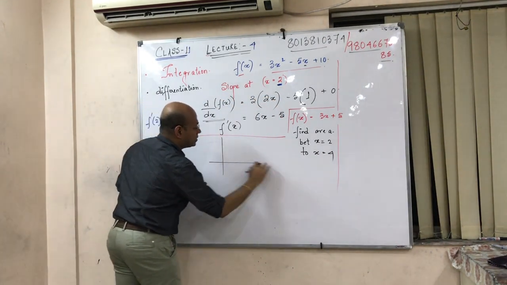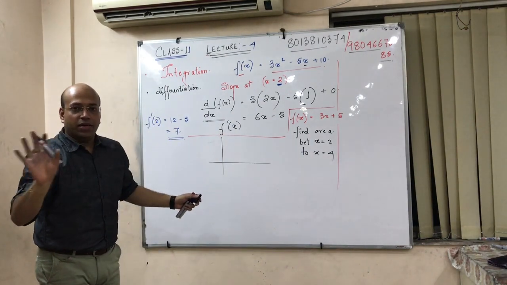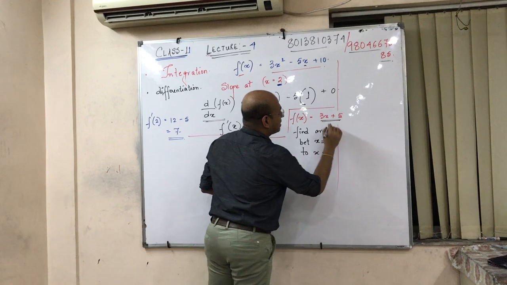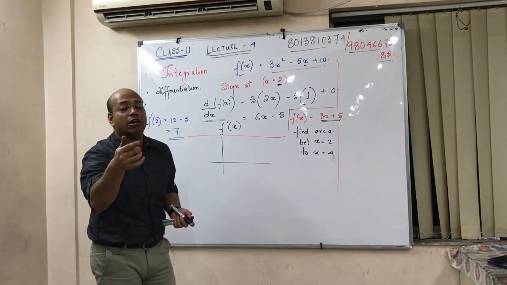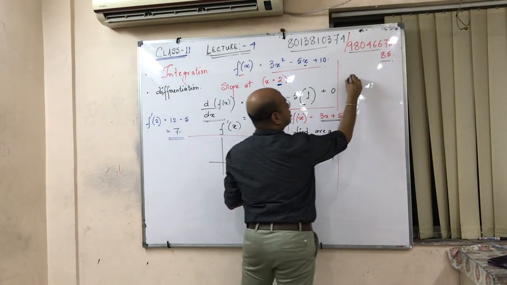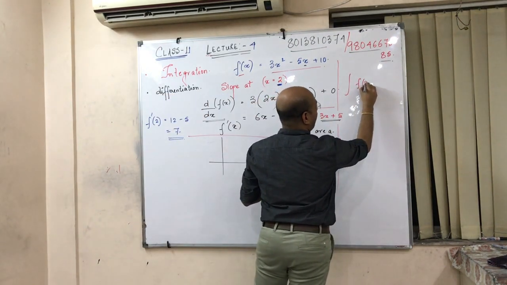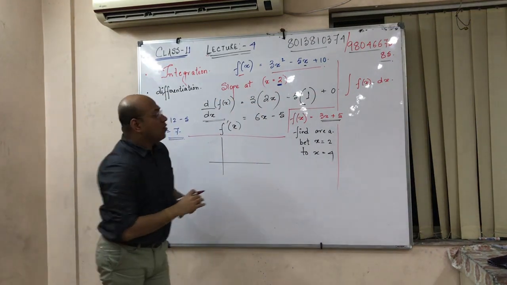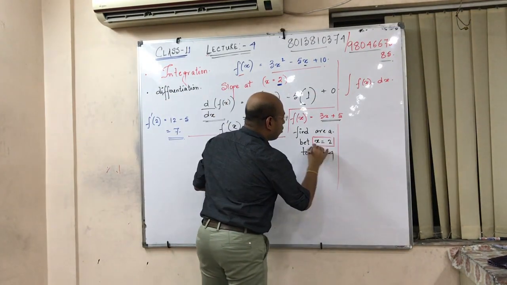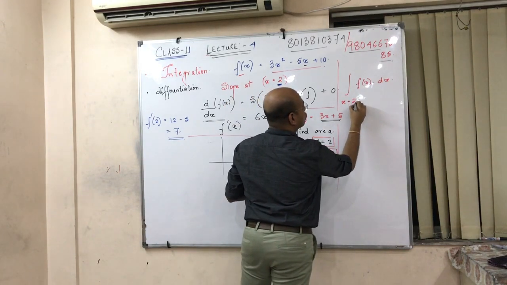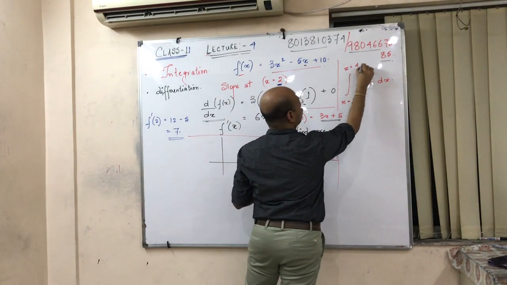So we need not draw any sort of line. We know this area means area under the x axis. What we need to do is integration. Integration of f(x) dx from x equals 2 to x equals 4.